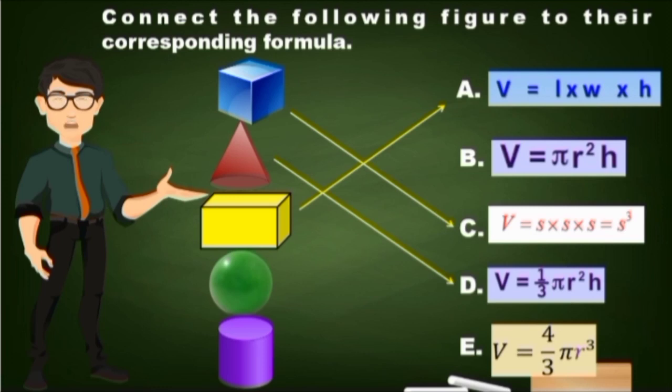The next one is sphere. What is the answer? Right. Letter E. Volume is equal to 4/3 pi r cubed. And the last one, cylinder. What is the answer? Exactly. Letter B. Volume is equal to pi r squared times height.